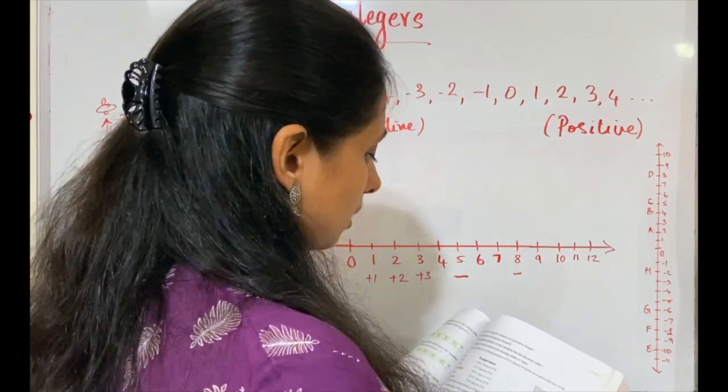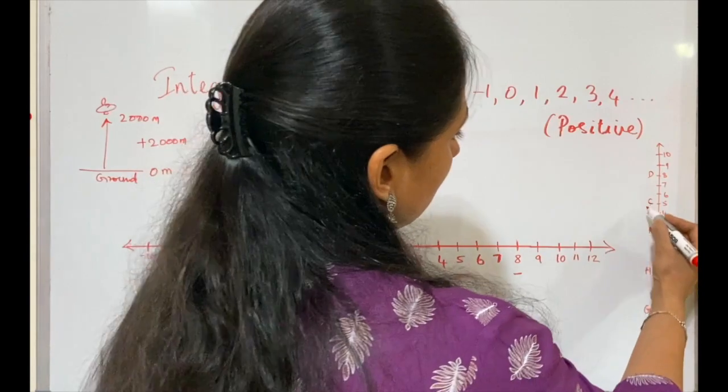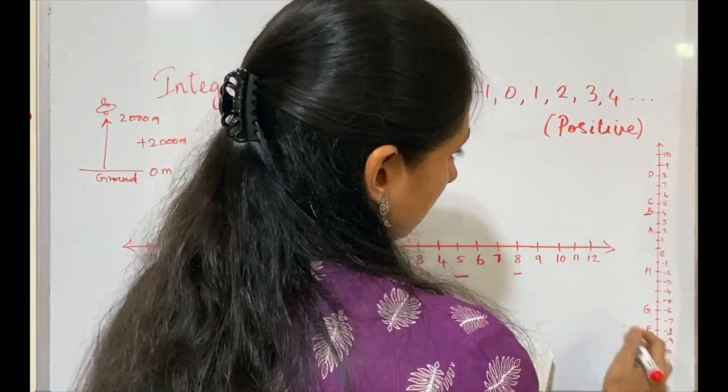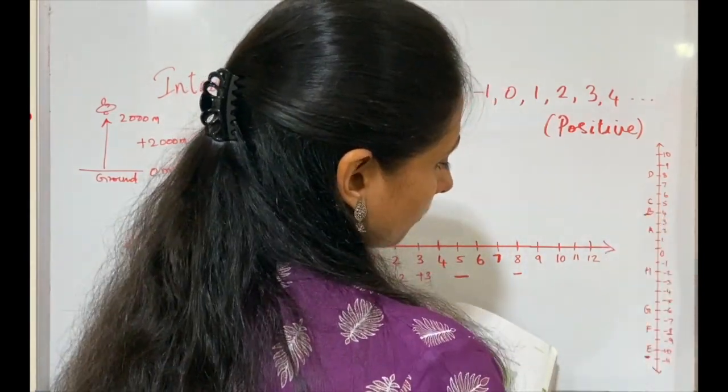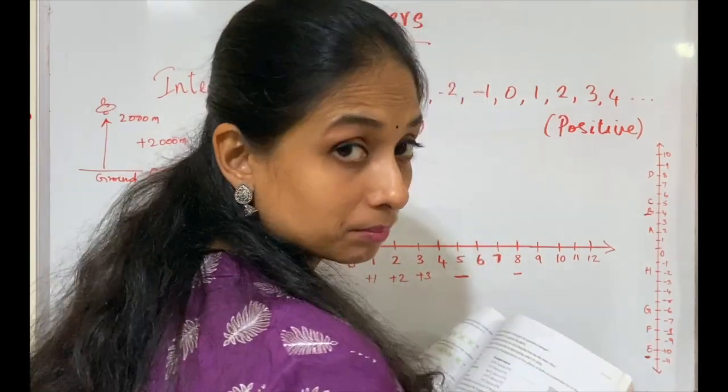Write integers for points B and E. B is here, E is here. What is B? It is plus 4. E is minus 10.